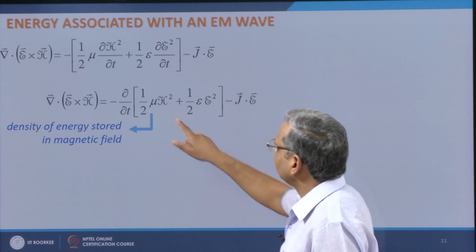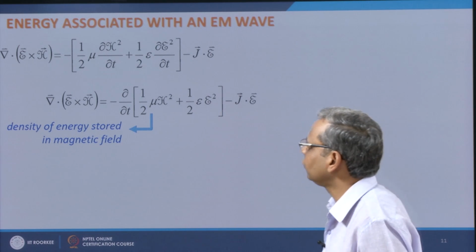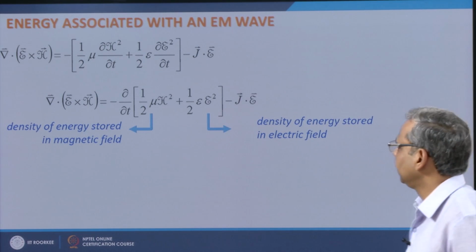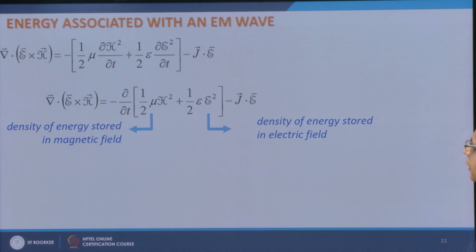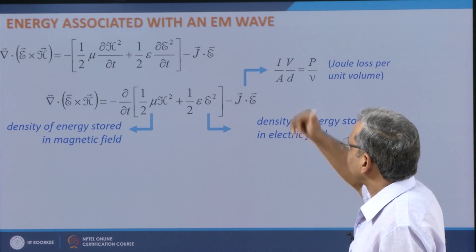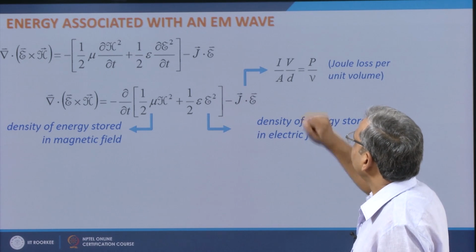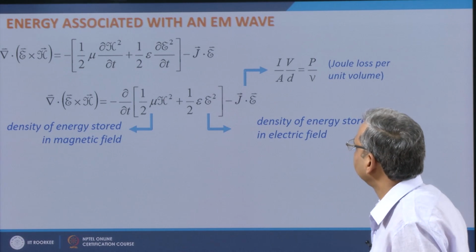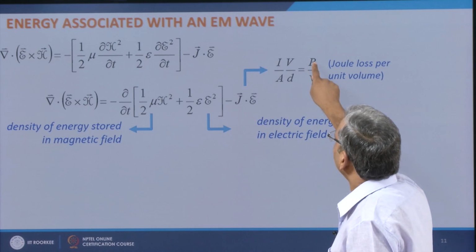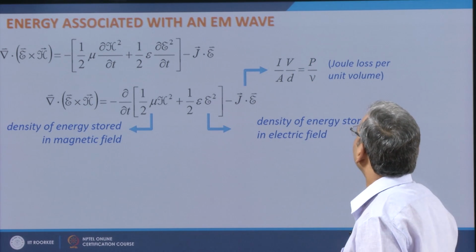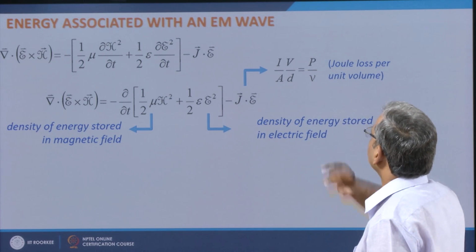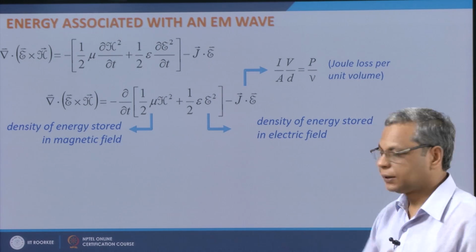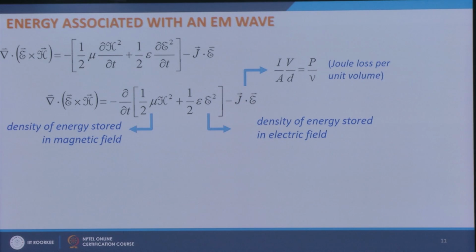What is this? We know that half mu H squared is nothing but the density of energy stored in the magnetic field, and this is nothing but the density of energy stored in the electric field. What is J dot E? J is current per unit area, this is current density, and E is volts per meter, potential divided by the distance. So, this is nothing but power, V times I is power, and A times D is volume. So, this is nothing but joule loss per unit volume. If you have a resistor, this would be the power dissipated in the resistor per unit volume. So, this is ohmic loss or joule loss per unit volume.